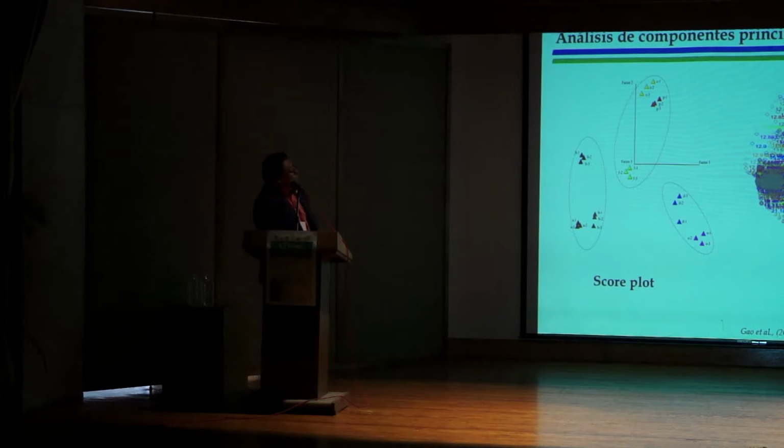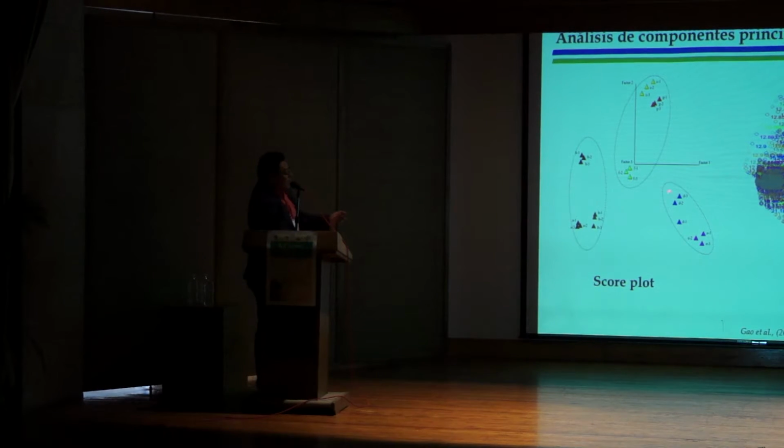One of them is called principal component analysis, and the principal component analysis will only tell me what the chemical differences are. It will tell me which samples are related, which ones are similar, and which ones are different. So we will form clusters. And then each cluster will tell me.